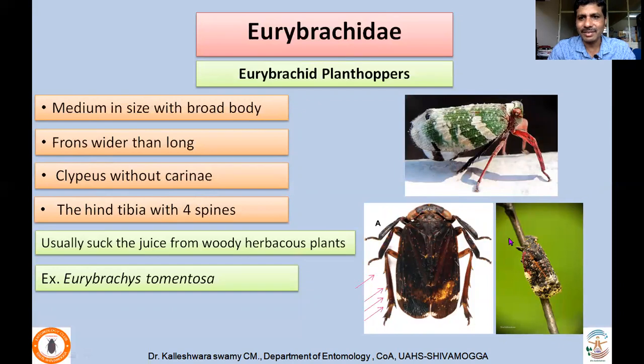Clypeus without carinae. You will not find any lines on the clypeus region. Hind tibia with four spines, whereas in Lophopidae, two or three spines, as I was saying about the hind tibia. They usually suck the juice from woody and herbaceous plants. Eurybrachys tomentosa is a common species, so very easy to remember. The genus name also starts with the family name, Eurybrachys tomentosa.